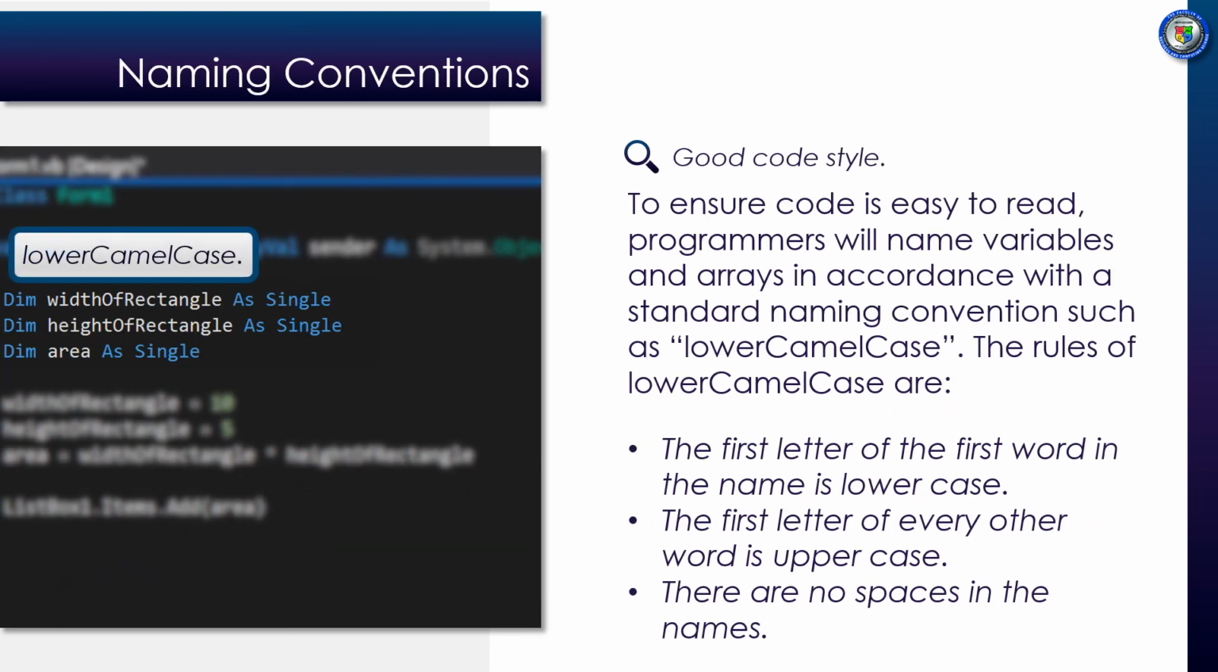To maintain the readability of our code, programmers will use meaningful variable names. They will also use a naming convention called lower camel case. The rules of this naming convention are as follows. The first letter of the first word in the name is lowercase. The first letter of every other word is uppercase. There are no spaces in the names. This can be seen in the example we have shown here.